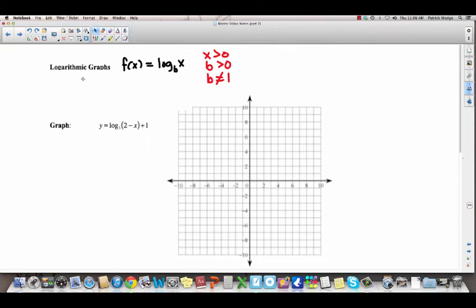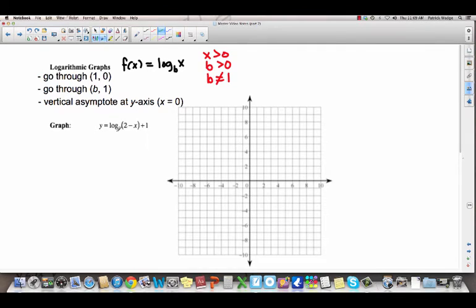A couple more points about logarithmic graphs. They go through the point (1, 0). We saw that. They also go through the point (b, 1). Remember, the exponential graphs went through (0, 1) and (1, b), and now we just reverse it for the logarithmic graph. And the vertical asymptote is at the y-axis. Remember, with the exponential function, it was the x-axis. Everything's reversed.